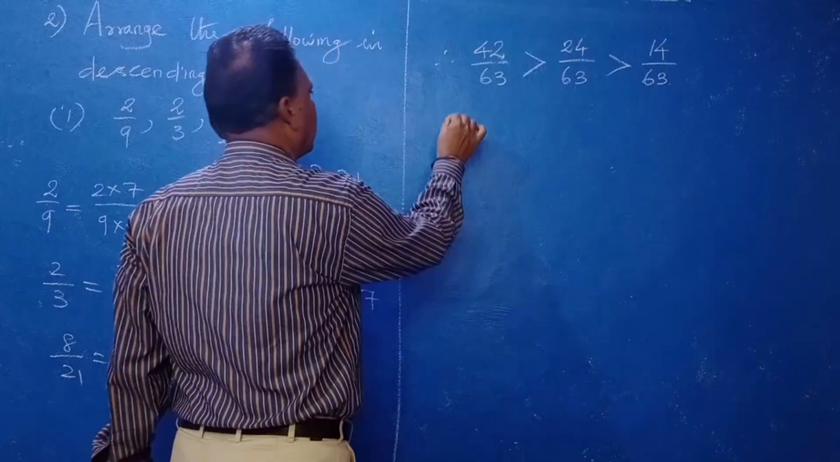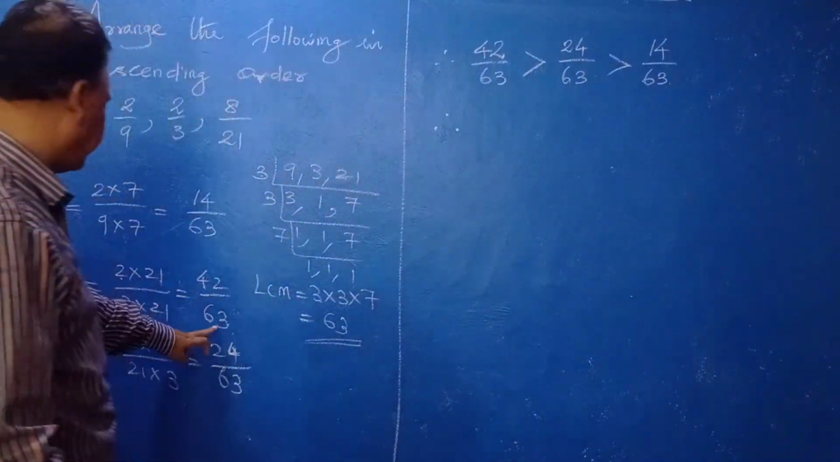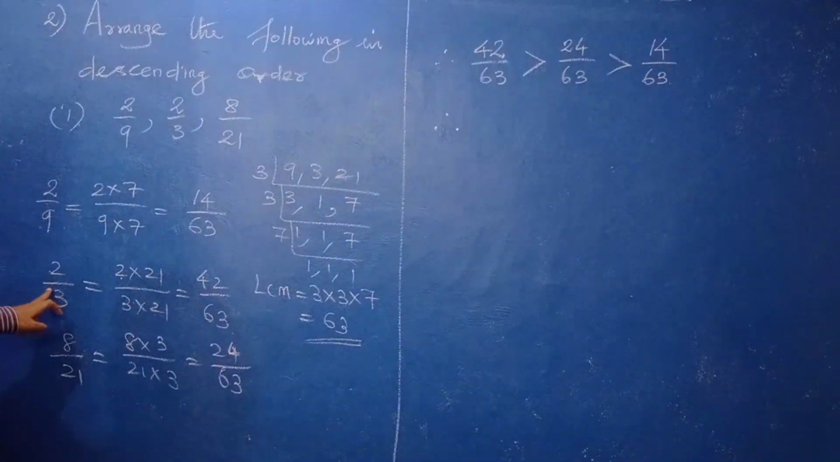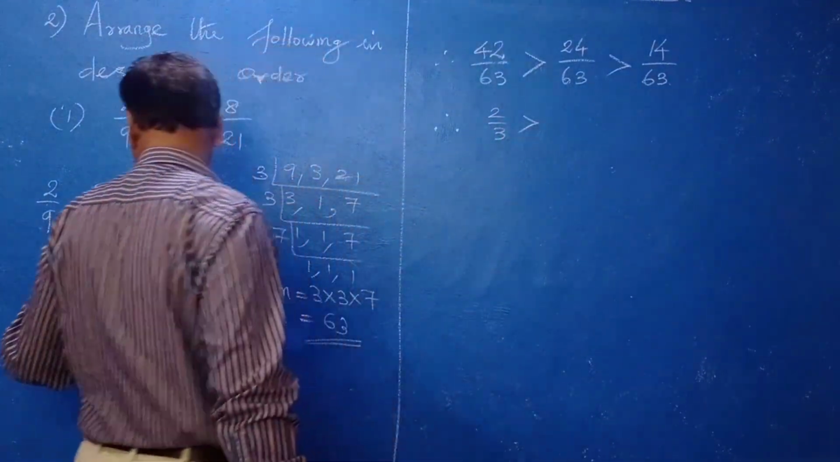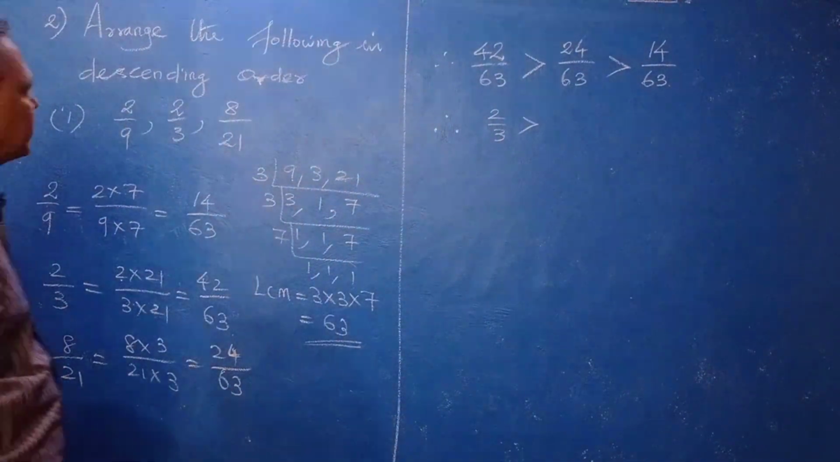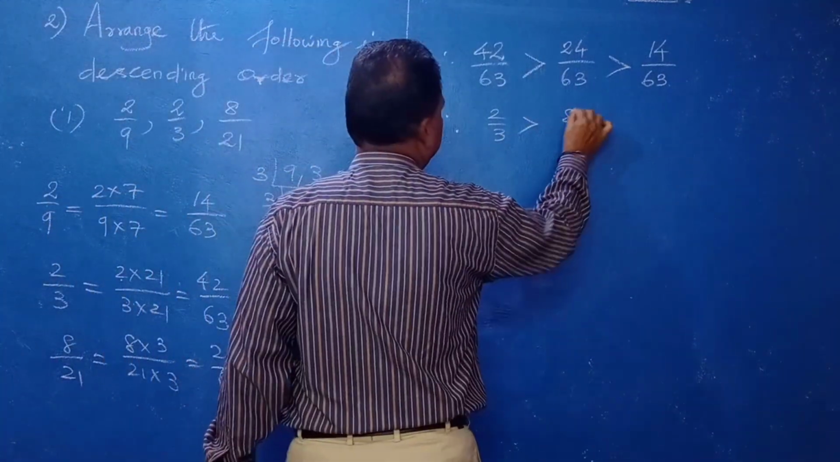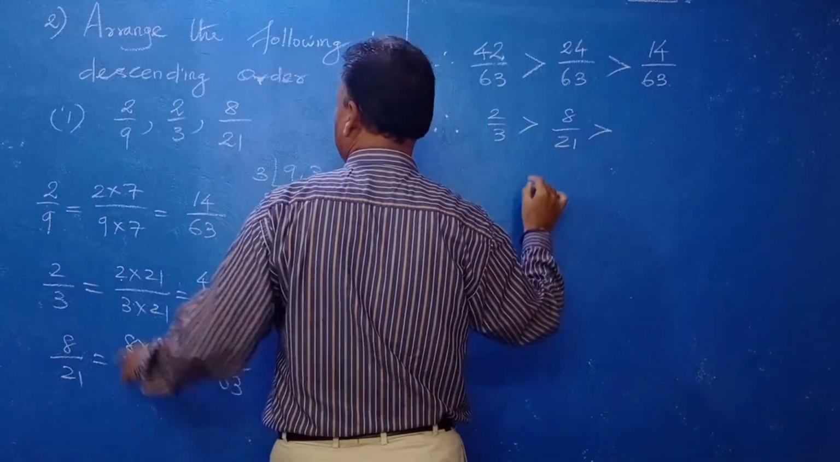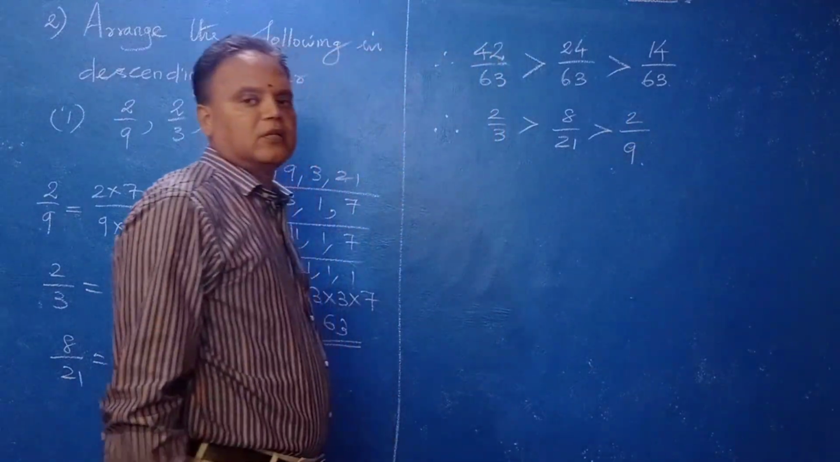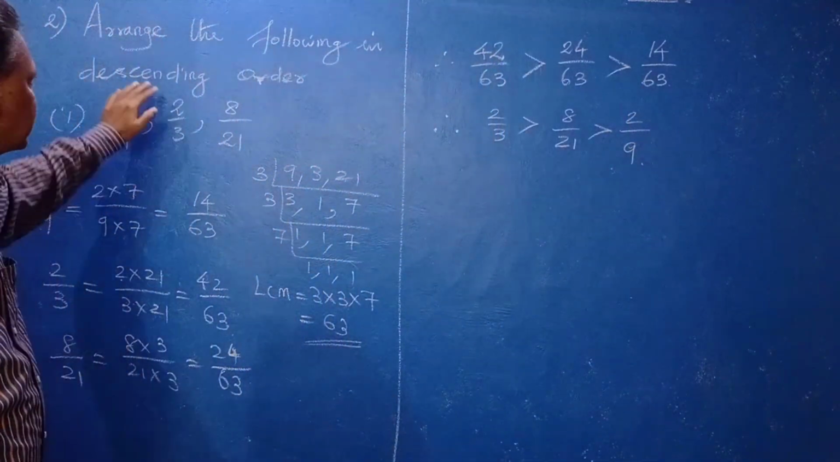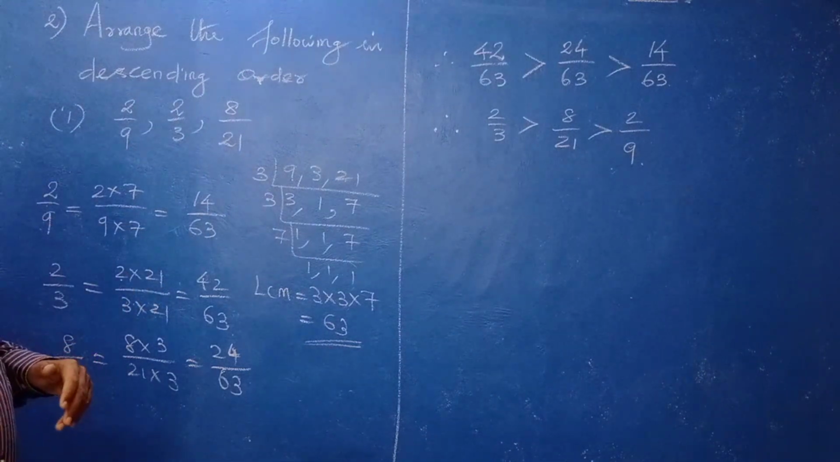Clear? Therefore, 42 by 63 is 2 by 3. So you write 2 by 3 is greater than 8 by 21. What is given in the problem, that you write as it is. Then 2 by 9. So all the fractions are arranged in descending order.